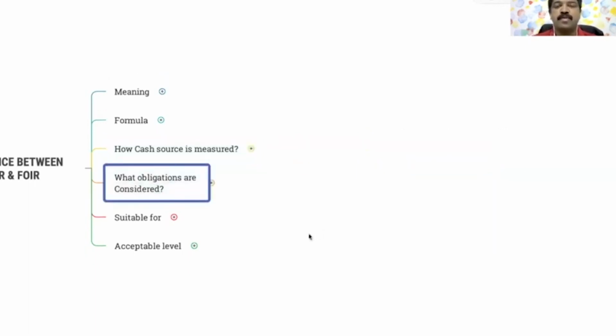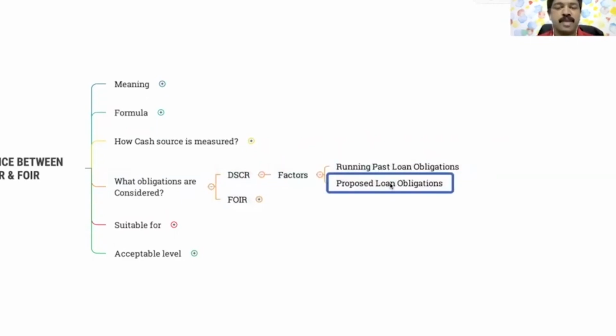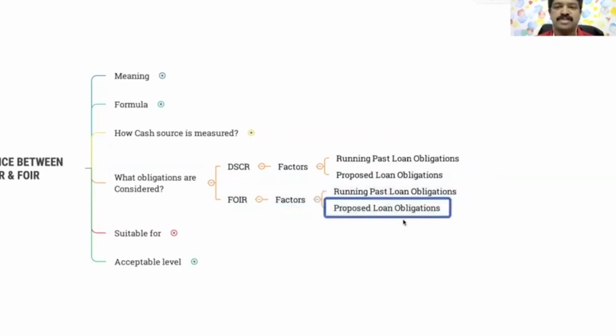Then what are the obligations that are considered? Because in both the ratios, what we are doing, we are comparing the income and obligation. Okay, what obligation? I think here both DSCR and FOIR do the same job. DSCR factors running past loan obligations as well as the proposed loan obligation. FOIR also factors running past loan as well as the proposed loan obligations.